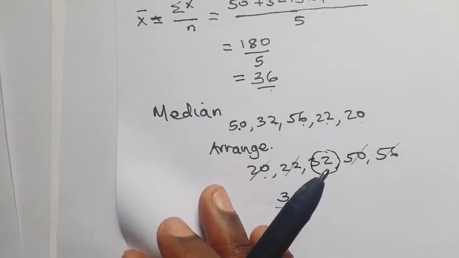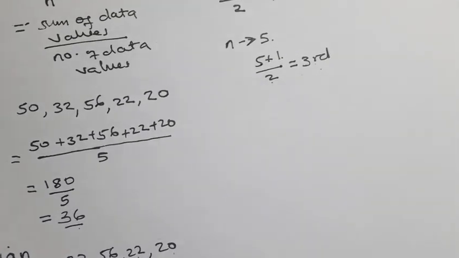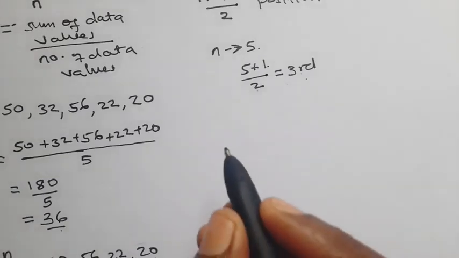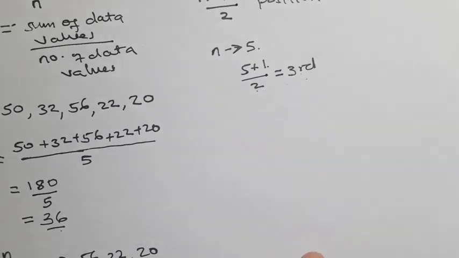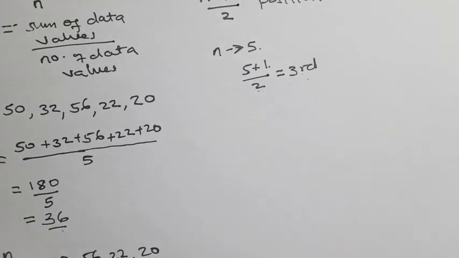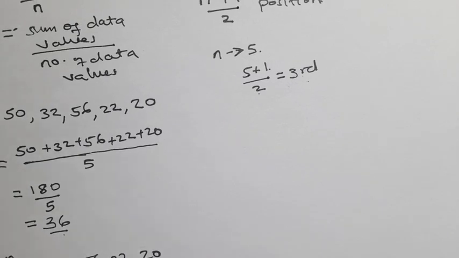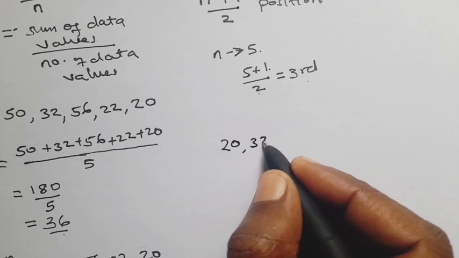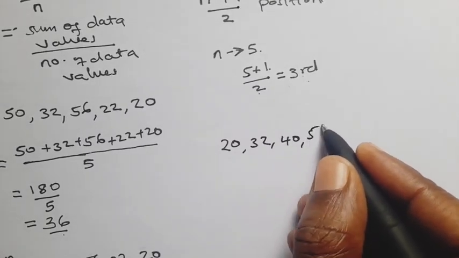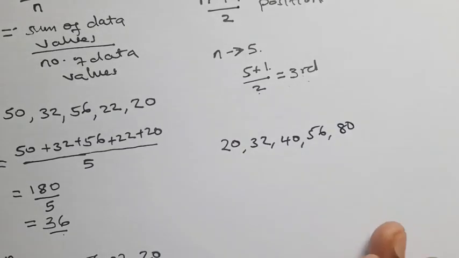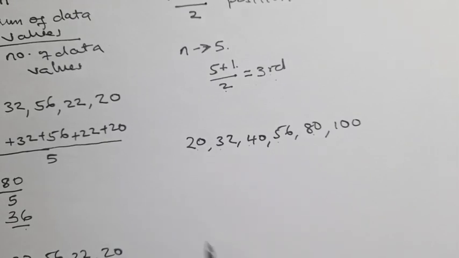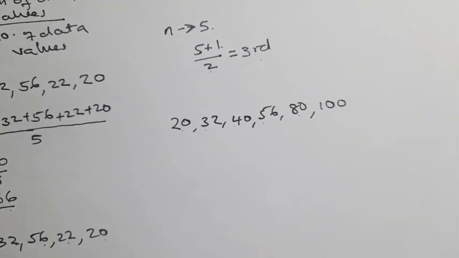Okay, now let's say the data is an even number of data. How do you get what we are referring to as the median? Now let me just have some raw data here. We get to see how we can calculate the median if the set of numbers is even. Let's say we have 20, 32, 40, 56, 80, 100. This is 1, 2, 3, 4, 5, 6. As you can see, it's an even number.